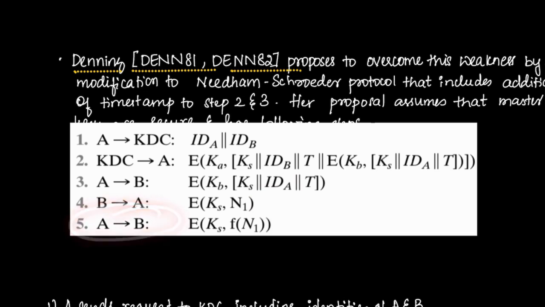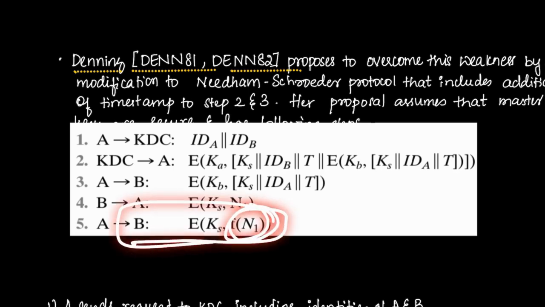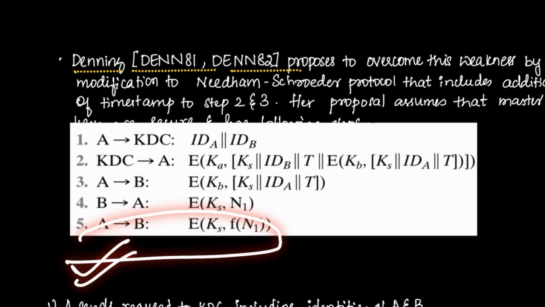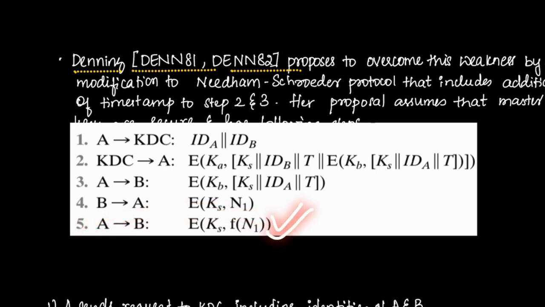Next, Alice will send a response. It will be encrypted using the session key KS, and it will have a function of N1. Here we are making use of a predefined function, which could be increment, hash, or any transformation of N1. So we are encrypting the result using the KS session key and sending it back to Bob. We are doing this to prove to Bob that Alice has the correct session key KS, thereby completing the mutual authentication. Function F will ensure that the response cannot be pre-computed or reused by any other attacker.